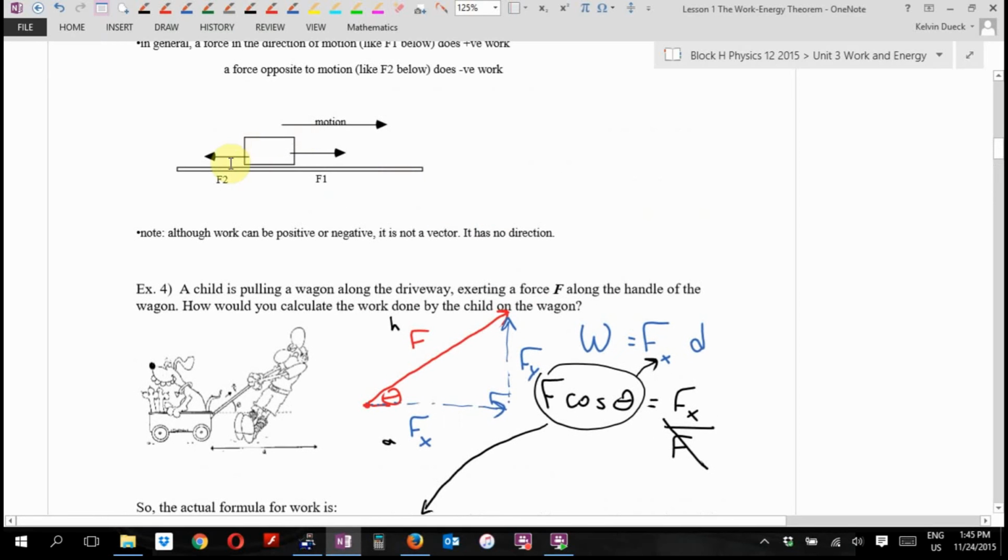What about this example here? What if the force is this way? Sorry, the distance is this way, and the force is this way. How many degrees is this? What's the cosine of 180? -1? Oh, there's my negative work.